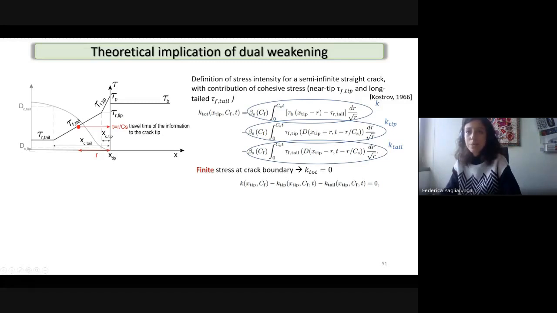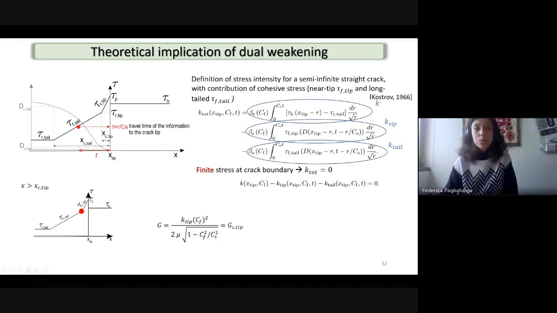So the first one, K, is the stress intensity factor that we would obtain if all the weakenings were to occur in a very small region behind the crack tip. Then we have a second term, K tip, which is the influence that the near tip weakening has on the stress intensity factor, and the K tail, the influence that the second weakening has on the final stress intensity factor. Then, since the material cannot host infinite stress, we need to impose a finite stress at the crack boundary, and we do that by imposing the total stress intensity factor to zero, and we can obtain this final relationship between all the three contributions to the stress intensity factor.